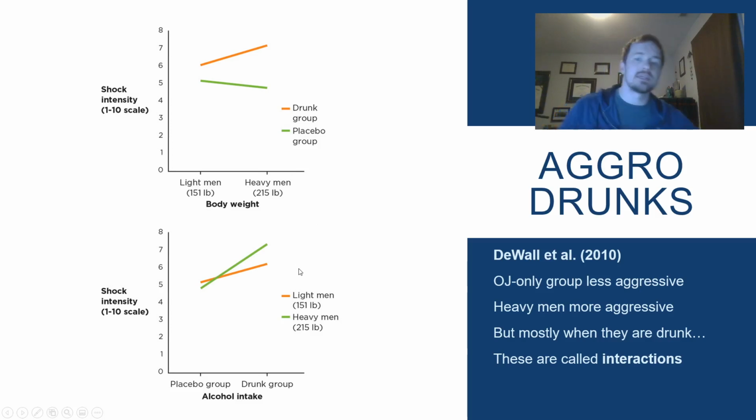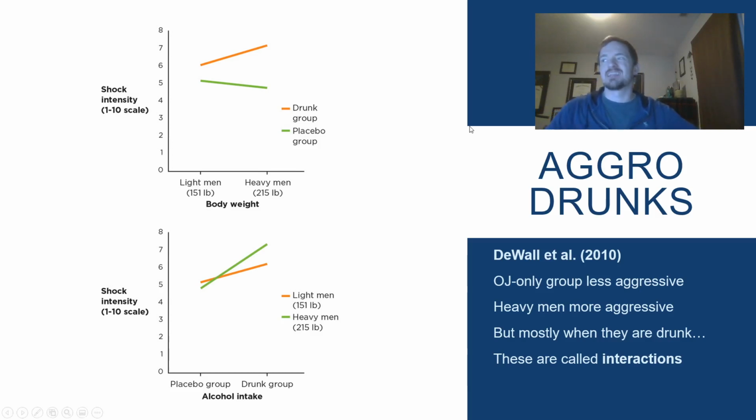And so if you were to graph this out, diagramming it, basically this is the exact same information, just kind of presented in a slightly different way, where instead of having the colored lines here, we're taking these colored lines up here and putting them on the x-axis, taking stuff on the x-axis and putting it as the lines here. And you can see that pretty much for placebo groups, there's not really a difference between light versus heavy individuals, but there is a difference whenever those individuals had been drinking. So the OJ only group was more passive, they were less aggressive, and heavier men were aggressive, but only whenever they were drunk.